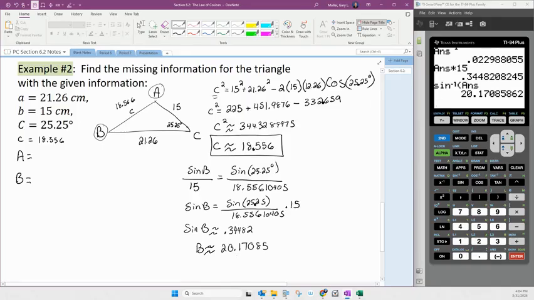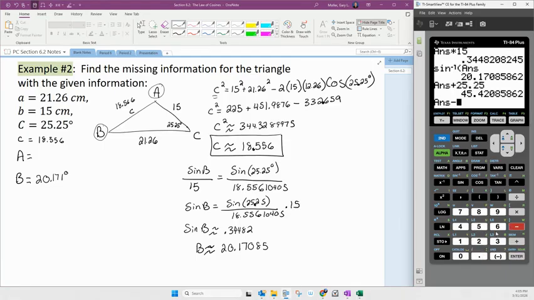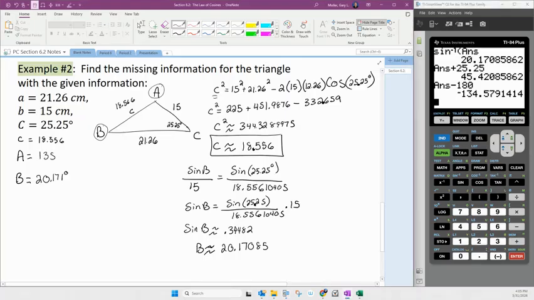And we know it can't be 160 because angle A has to be bigger because it's opposite 21, but also because 160 plus 25 is too big. So I'm confident I have my answer for angle B, 20.171 degrees. And now I can get angle A just subtracting from 180. So 20 plus the 25.25, and then subtract from 180, and I get approximately 135.579.